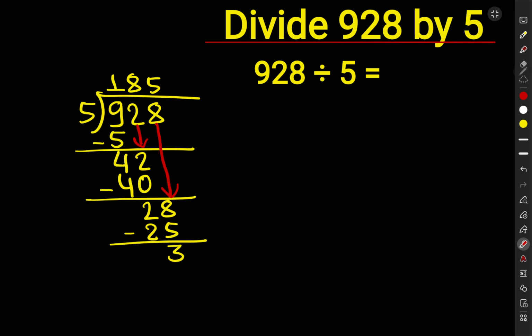So now we have no any other number to put it down. So we take here decimal, so that we put 0. So it is 30 and 5 times 6 is 30. On subtracting we get 0. So 928 divided by 5 is 185.6.